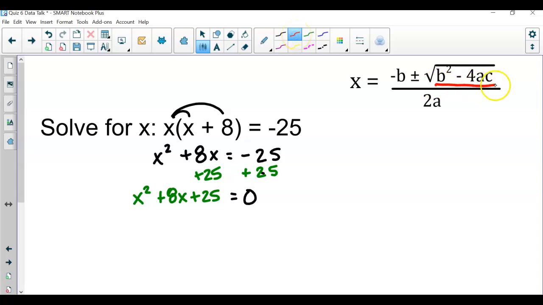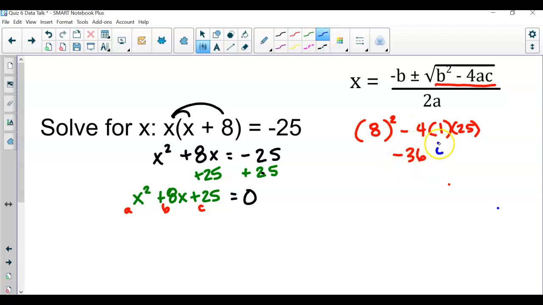I'm going to first identify the discriminant. So b squared, a, b, and c. So b squared, which is 8 squared, minus 4 times a, which is 1, times c, which is 25. Now, when you solve for the discriminant, that b squared minus 4ac, you should get negative 36. So notice with that negative, you should have i in your answer because I have 2 imaginary.